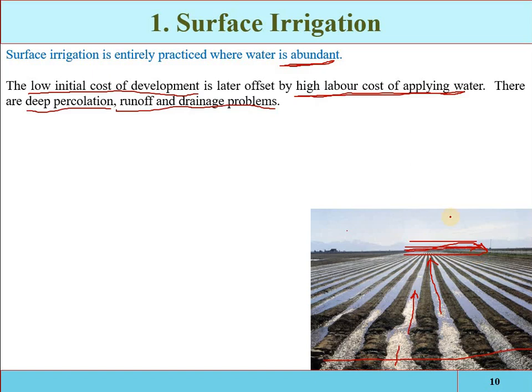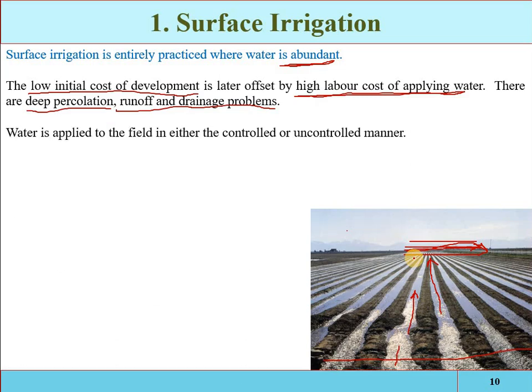So these are the limitations. The surface irrigation system has some labor cost, deep percolation losses, runoff losses, and drainage problems. The drainage system must be designed. Water is applied to the field either in a controlled or uncontrolled manner. Now, surface irrigation has majorly two methods based on the application of water.